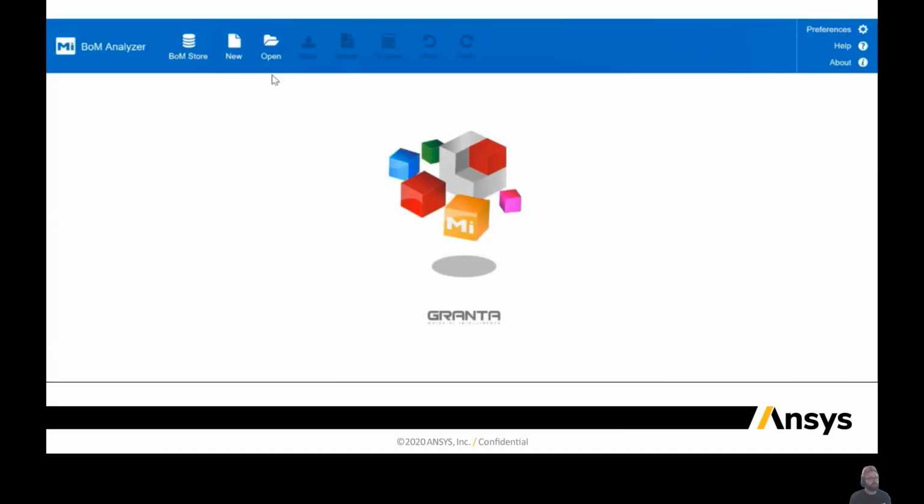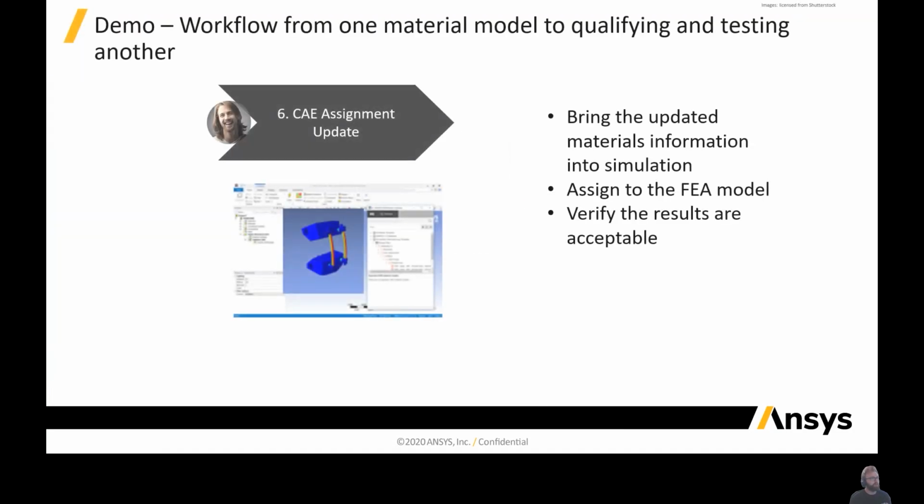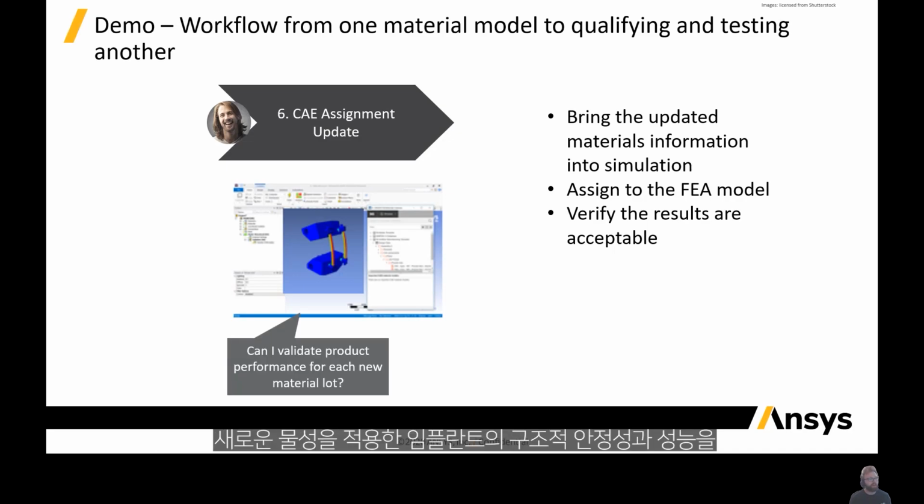So now that we've assessed compliance, we're on to the last step of our workflow, right? Everything is good up until now. We need to see if from an engineering level, does my new material work in the same capacity as my old material? So can I validate this product performance for each new material lot, right?